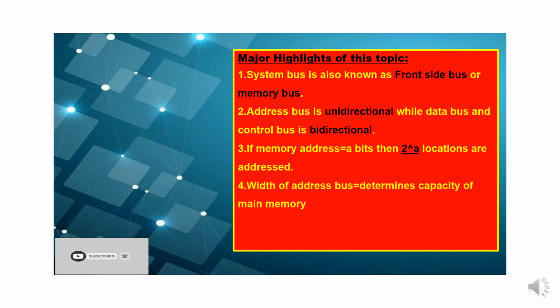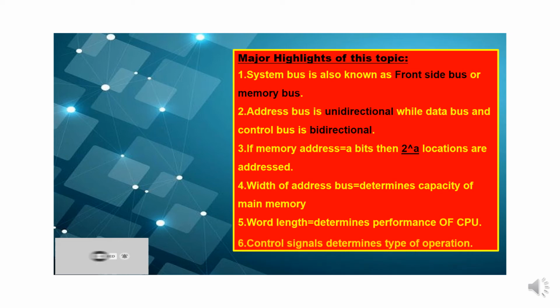Fourth one, width of address bus determines the capacity of main memory, as I have discussed in the definition of address bus. The fifth one, word length determines the performance of CPU. And the last one, control signals determine the type of operation. So these were the major highlights.